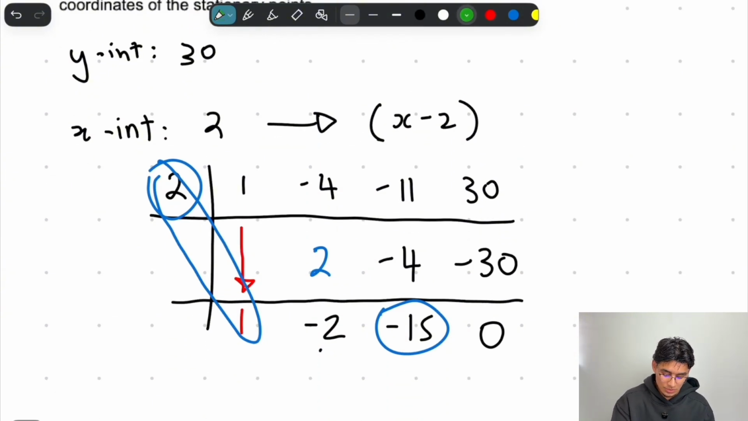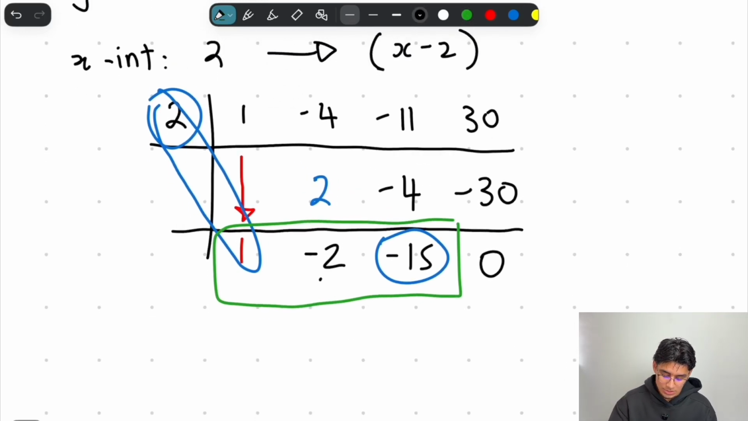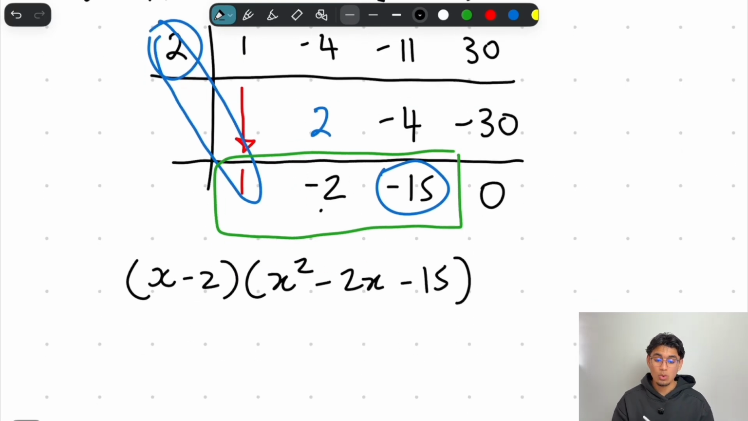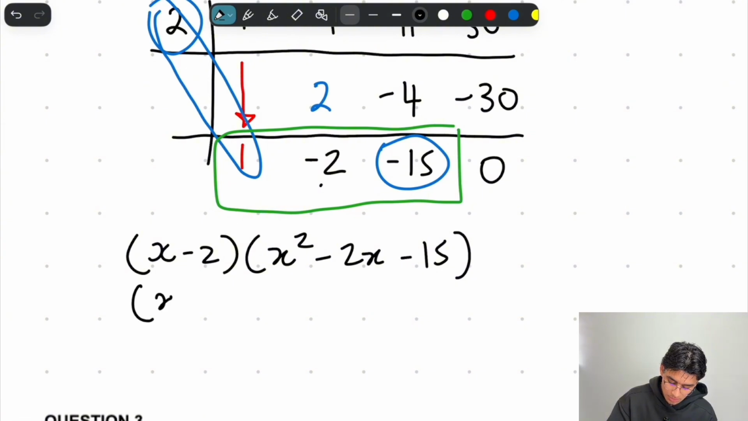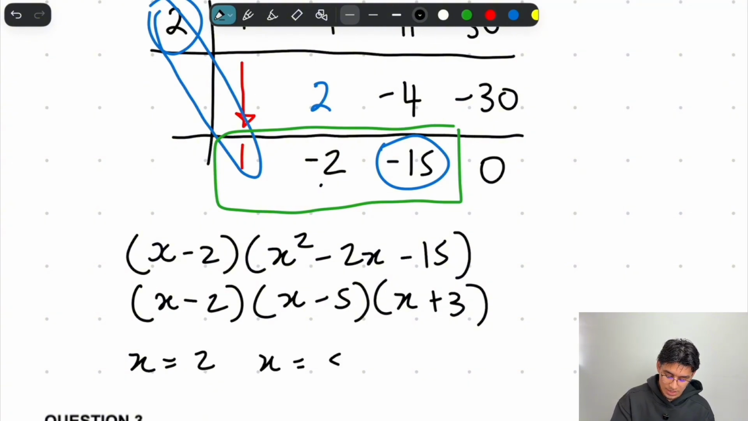So these numbers over here are important. These numbers create a trinomial. So we know one of the factors is x minus 2, but now we have a trinomial of x squared minus 2x minus 15. So now all we need to do is factorize that trinomial and then we'll have our x-intercepts. So x minus 2, and then this is x minus 5, x plus 3. So our x-intercepts are x equals 2, x equals 5, and x equals minus 3.